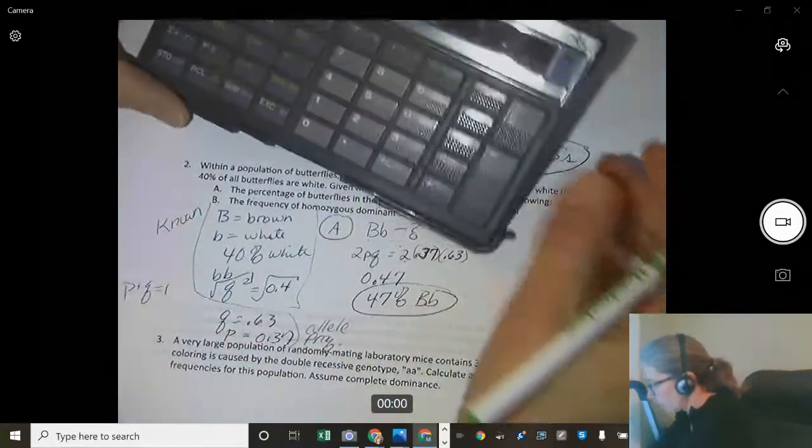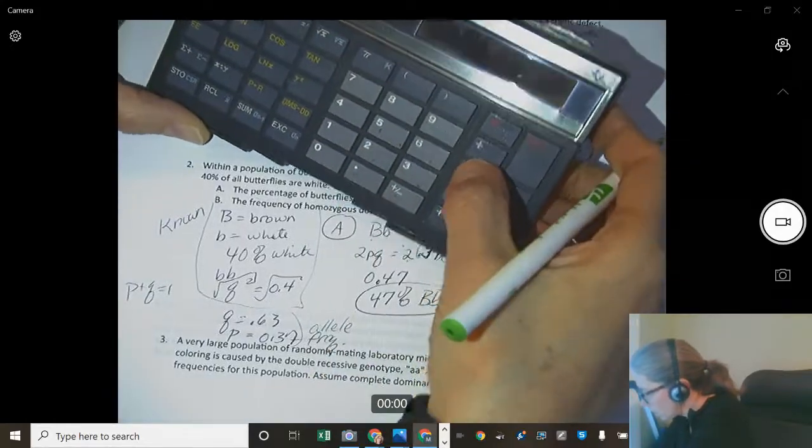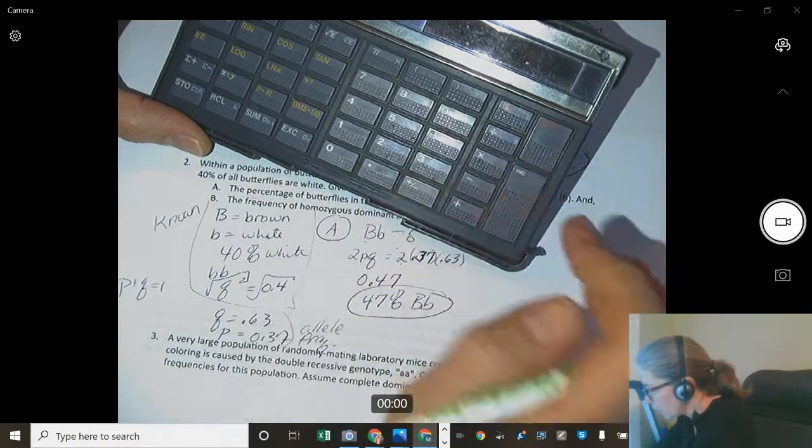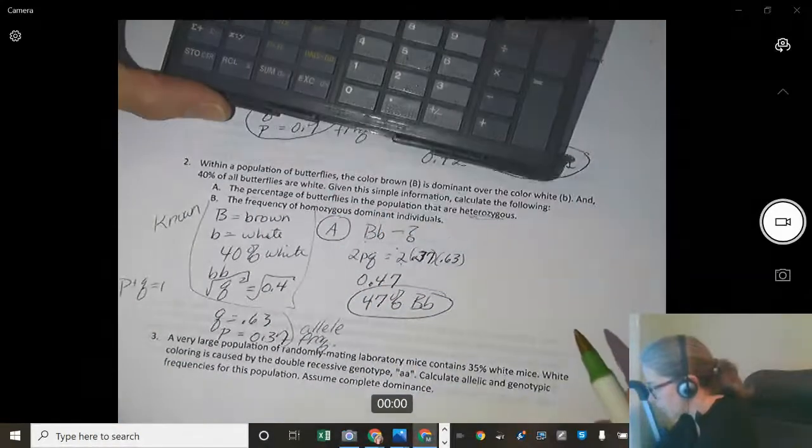I got 0.46 on my other one. Let me try that again. 2 times 0.37 times 0.63. Yeah, I have 47%. Okay, cool.